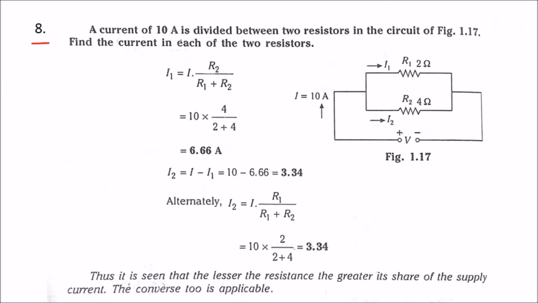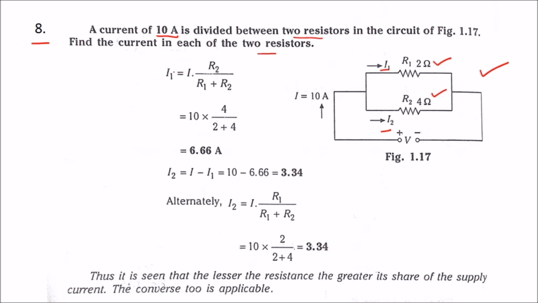Problem number 8. A current of 10 amps is divided between two resistors in the circuit of figure 1.17. Find the current in each of the two resistors. So here we need to find I1 and I2. In the previous problem, R1 and R2 were equal, 2 ohms and 2 ohms. Here the two resistance values are different. R1 is 2 ohms and R2 is 4 ohms. Therefore I1 and I2 will not be equal. So we need to calculate.